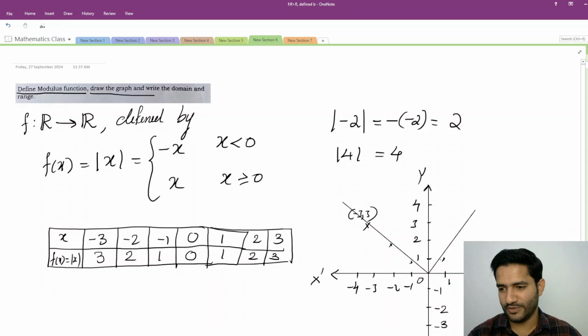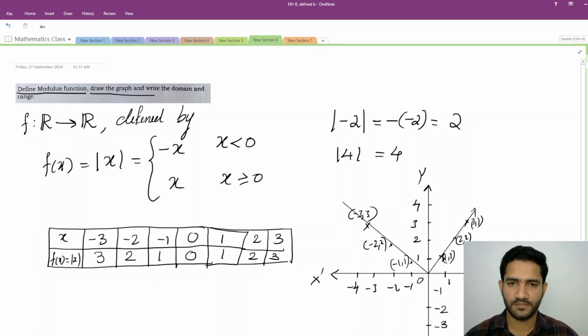So why am I writing like this? Because there is no accurate value here. This is 2, 2. This is 3, 3. This is minus 2, 2. Minus 1, 1. This is 1, 1. 2, 2. And finally 3, 3. We want to draw an arrow mark here because it is endless. So this is the graph of f of x equal to mod x.